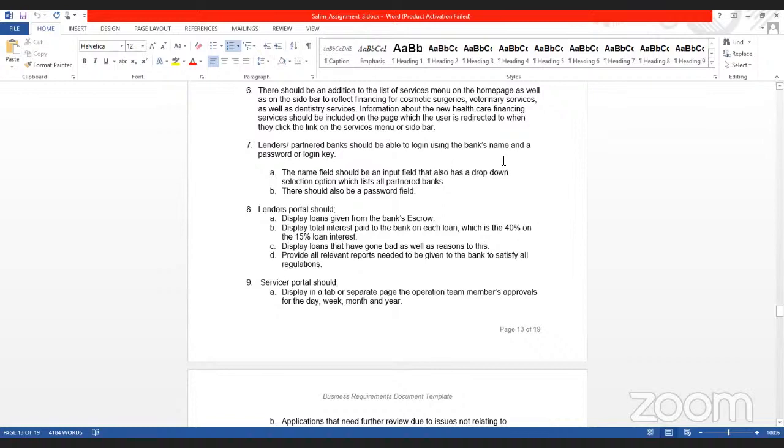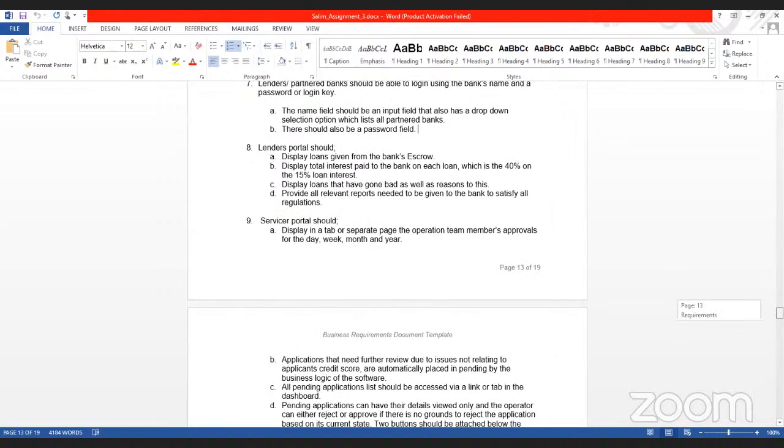The lenders will have to log in with the bank's name and then the access key, which could be a password or a login key. In the lender's login, there should be a drop-down field so that they can select the bank name, so they're not just providing any name. They have a list of names, so if the name that was registered is wrong, they can go through the list and pick their name from it. Then they'll provide the password. The password will not be given; they will have to get that from whoever we are dealing with.